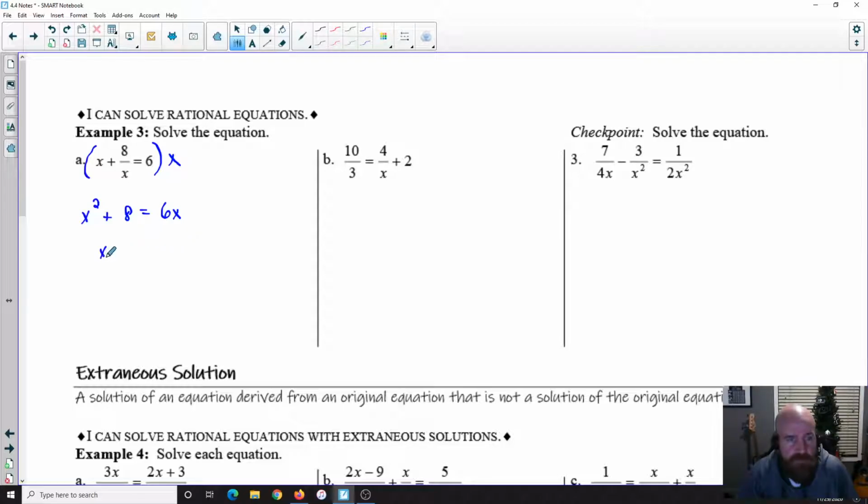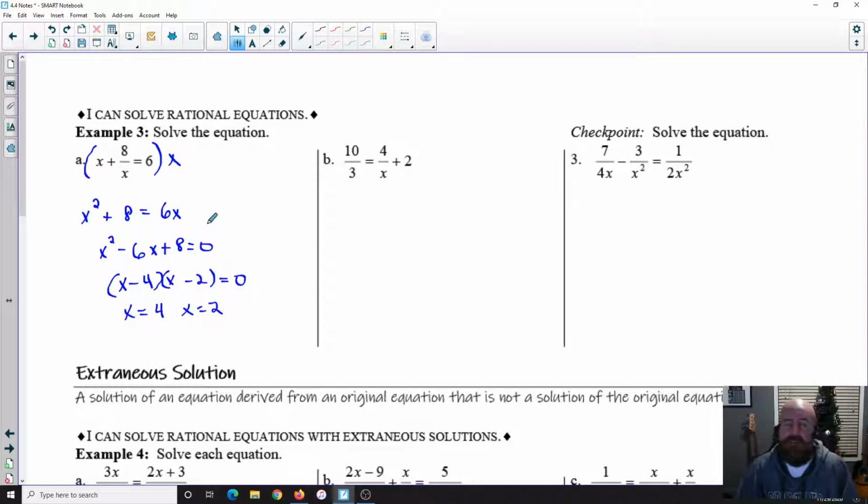6x. So then move everything to one side. We end up with x minus 4, x minus 2. So x is going to be 4 and x will be 2. Alright, so we're going to get it to a situation where we've dealt with a lot of quadratics before.